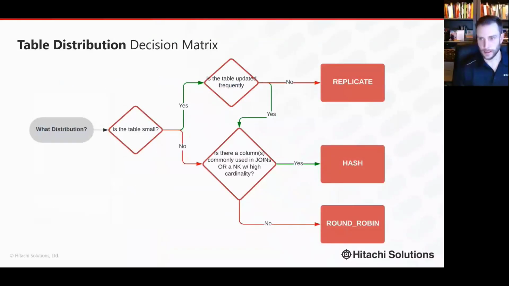And I asked ChatGPT if it could create a decision matrix on picking the right distribution. Its response was essentially that there are too many factors to consider and it's impossible. I decided to take a stab at it anyways.